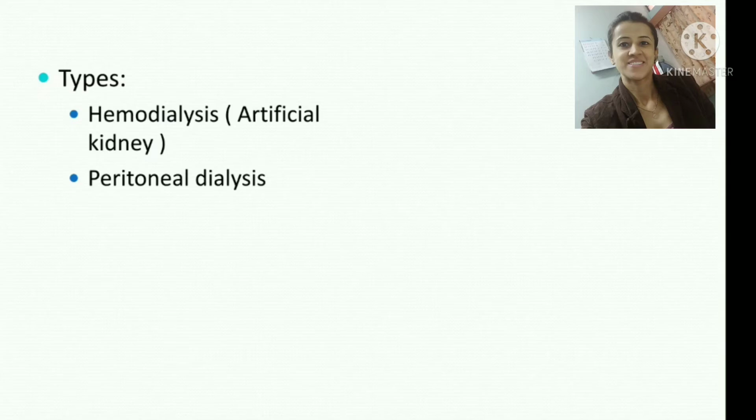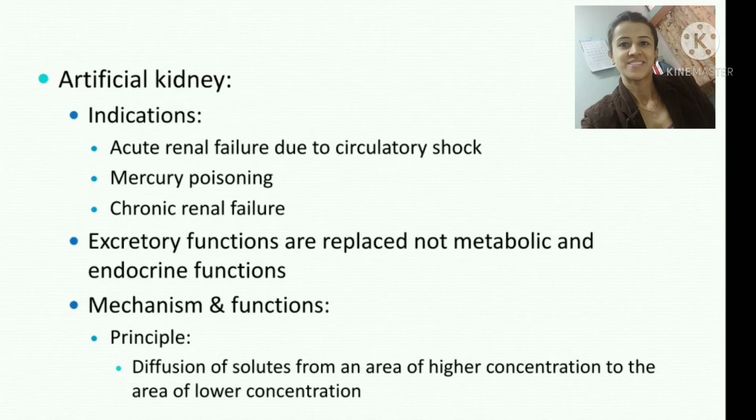Number one is hemodialysis, which is also known as artificial kidney, and second one is peritoneal dialysis. Starting with the first one, hemodialysis or artificial kidney. It is indicated in cases of acute renal failure because of circulatory shock, and in cases of lead or mercury poisoning. In chronic renal failure also dialysis is required.